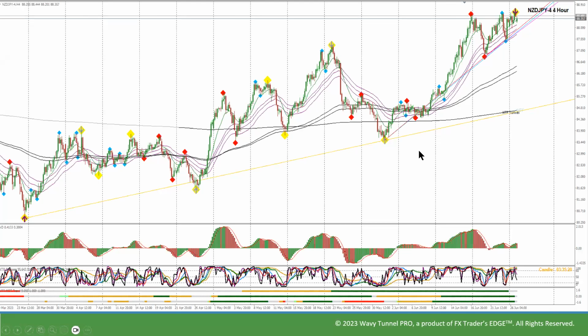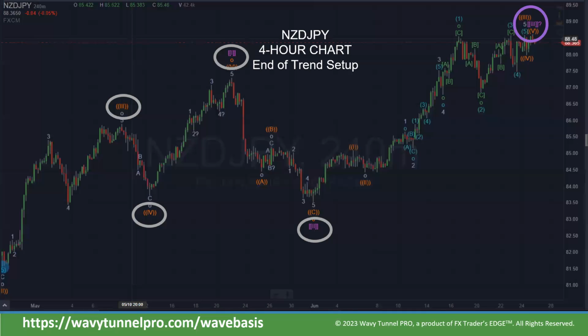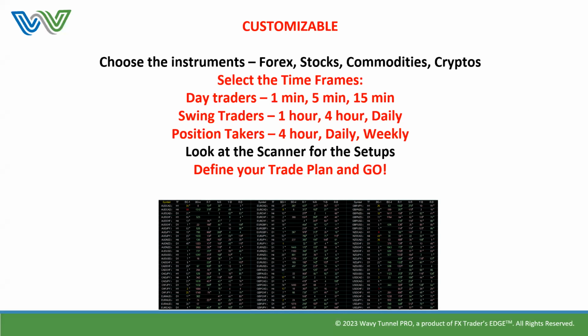The scanner can show a lot. You choose the instruments that you want to see on the MT4 platform, whether you want to trade Forex, stocks, commodities, cryptos. You can select a time frame. Day traders might look at the 1 minute, the 5 minute, and the 15 minute. We have a Forex trading room Mondays and Wednesdays in New York and London, and Neil looks for day trades using the 1 minute, the 5 minute, and the 15 minute charts.